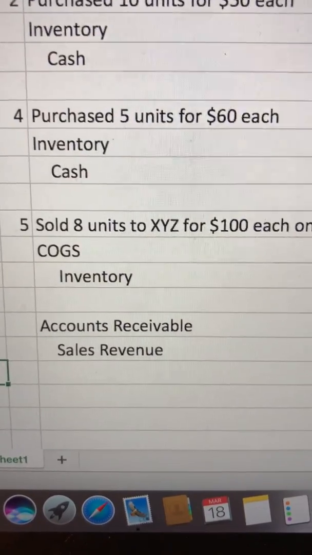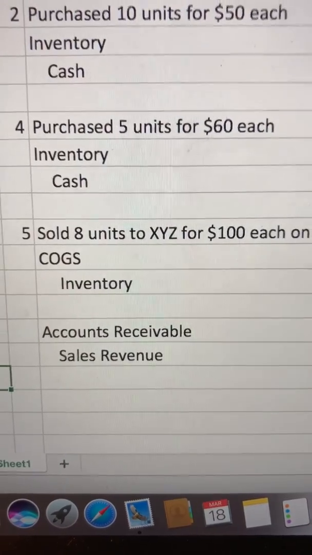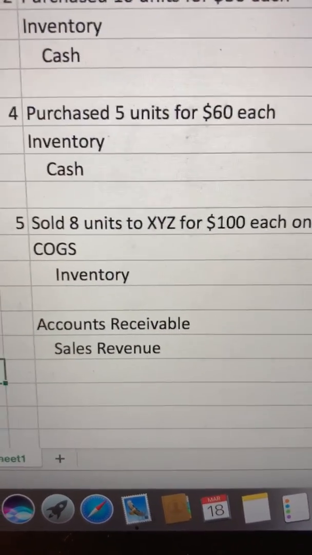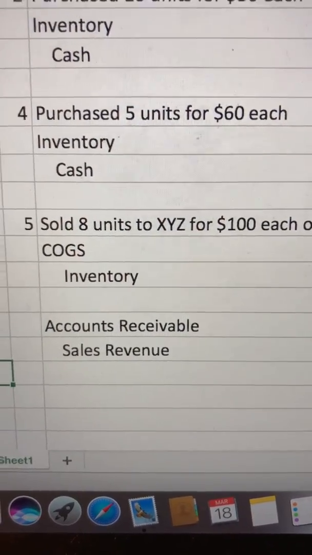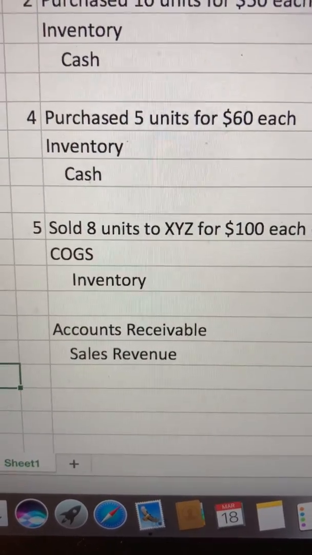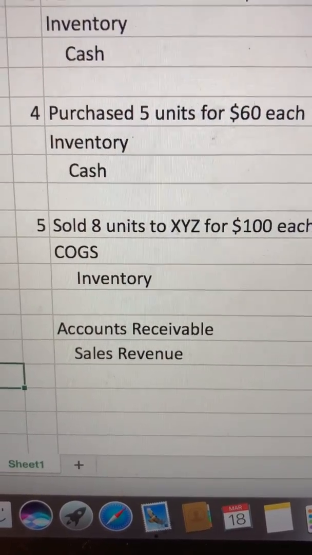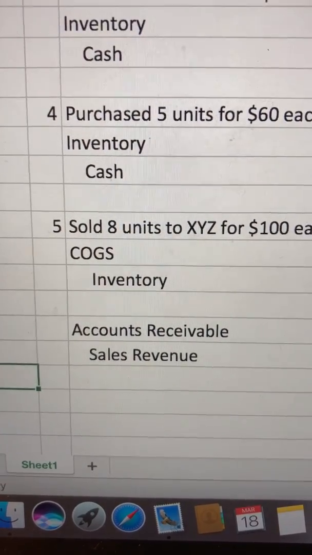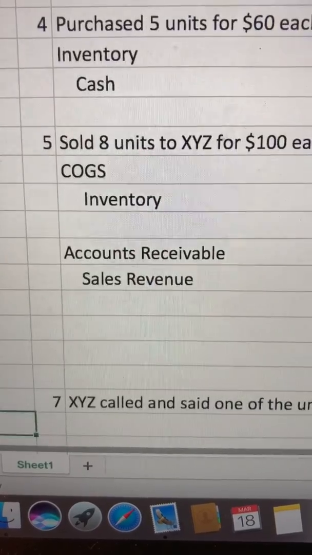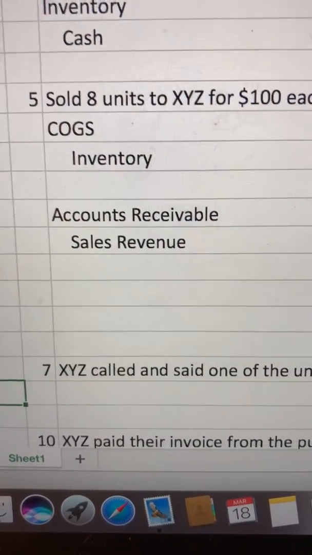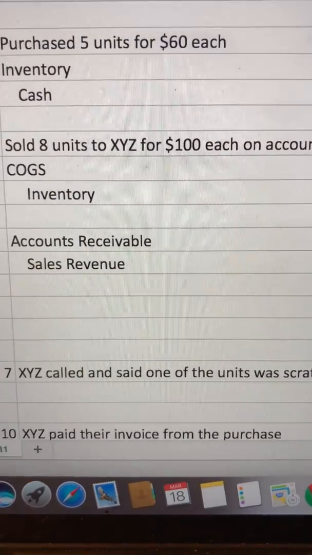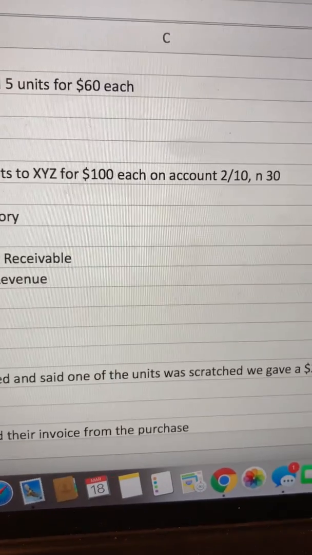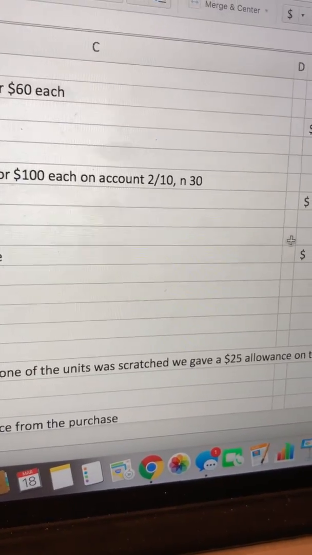Okay? That's how you do inventory. A sale of inventory is always the expense side, which is always a debit to cost of goods sold, a credit to inventory, and a revenue side, which is either a debit to accounts receivable or cash, and a credit to sales revenue. Here we have a situation on the 7th where XYZ called and said one of the units were scratched. We gave a $25 allowance on that unit.